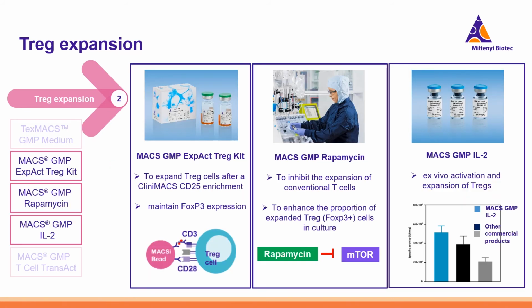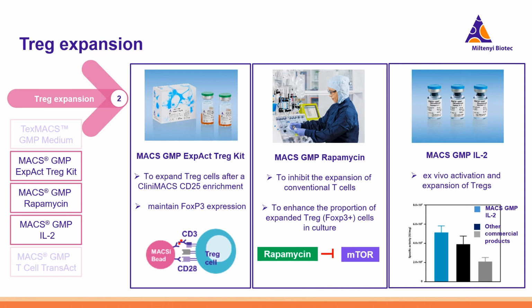Three other key components are Max GMP Expect Treg Kit to expand Treg cells after a CliniMACS CD25 enrichment and maintaining FOXP3 expression. The second one is Max GMP rapamycin to inhibit the expansion of conventional T cells and also to enhance the proportion of expanded Tregs, FOXP3 positive cells, in culture.